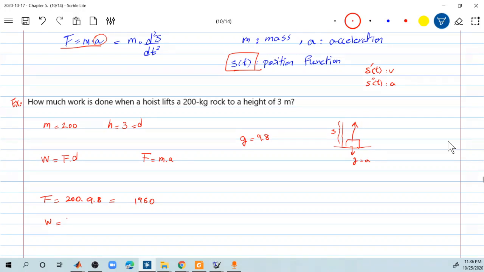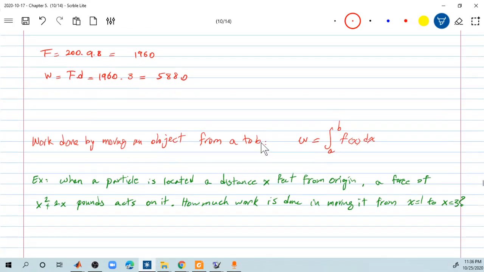what is W? W is F times D. So we have force, 1960, multiplied by the distance, H, 3. And if you multiply these, what you get is 5880. So we found the work done by lifting up 200 kilograms of a rock to a height of 3 meters. Okay, very simple. The only thing that you should notice is that the acceleration is not given, which is basically due to gravity.